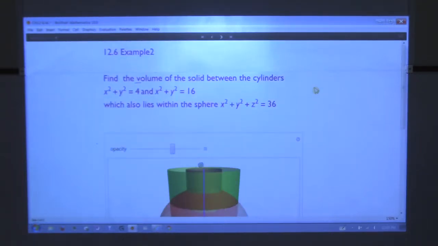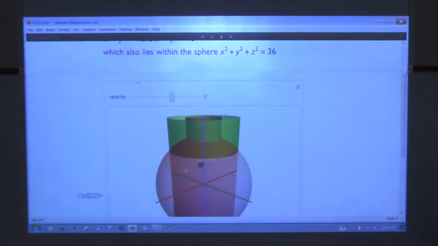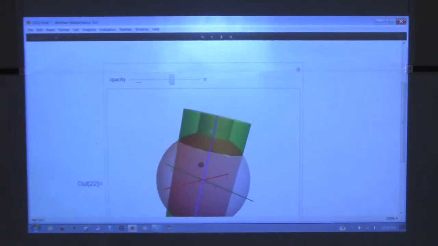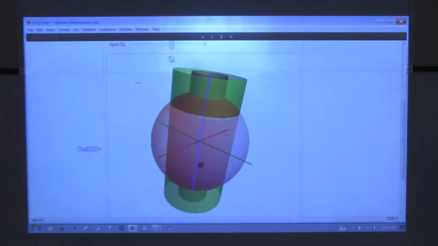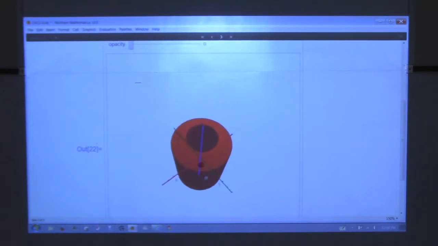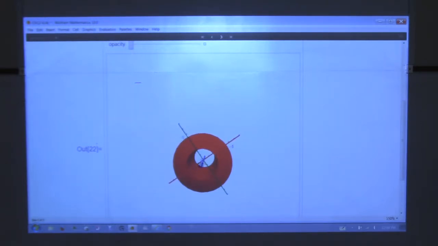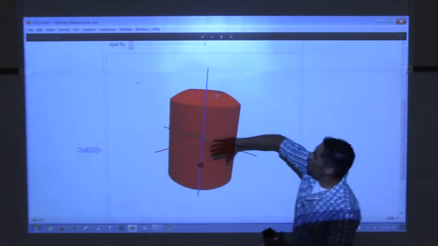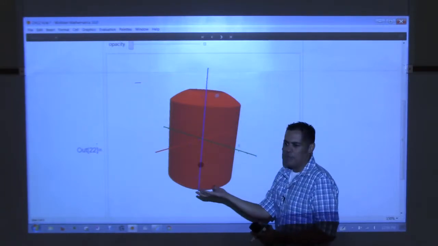Find the volume of the solid between the 2 cylinders, which also lies within the sphere. I was trying not to show that to you already, but I've kind of given it away. You've got a sphere, and you've got 2 cylinders, and you're trying to find the solid between them. So it's this solid right here, between 2 cylinders. There's your Twizzler looking thing, right? The difference is that the top cap of this thing is being shaved off by the sphere, and the bottom half is being shaved off by the sphere.